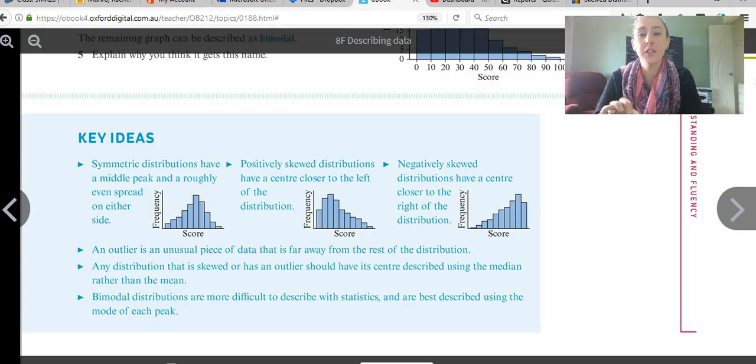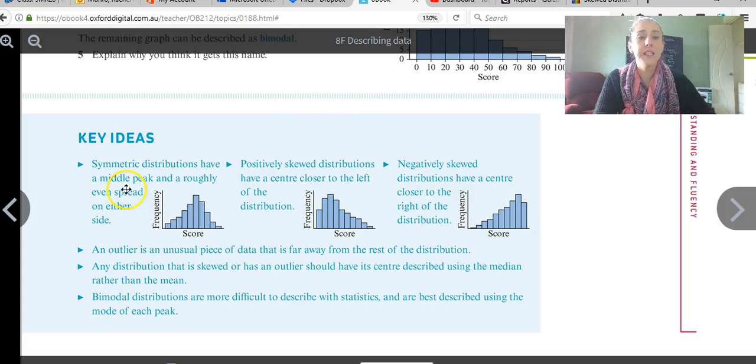Okay, so next up we're talking about data that is skewed and how it's skewed. So this might break your brain a little bit. When I was first exposed to skewed data, it took me a very long time to get my head around it, and sometimes it still confuses me, and I have to actually think about what it means to have skewed data. So some of these key ideas.